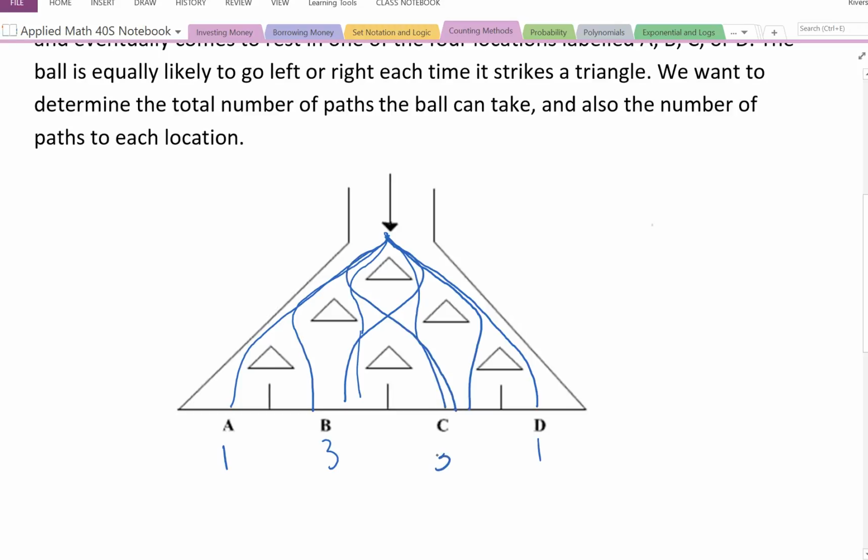So once you get all these different possibilities, what do you do with those numbers? Because they can go into A or B or C or D. If you remember, or means to add. So if you add all those possibilities, 1 plus 3 plus 3 plus 1 gives you 8 different ways.